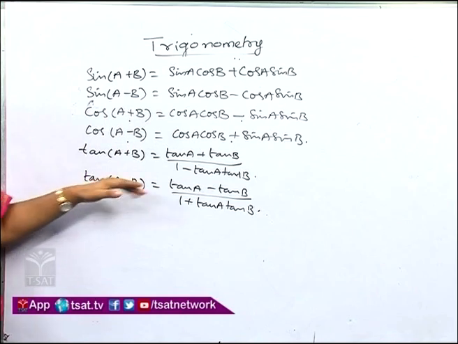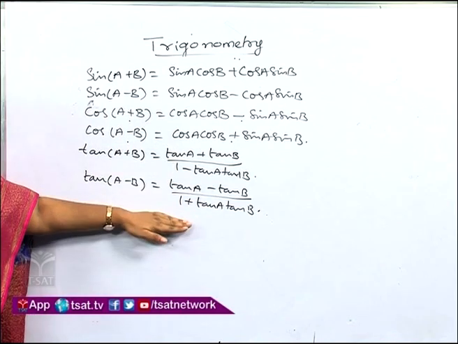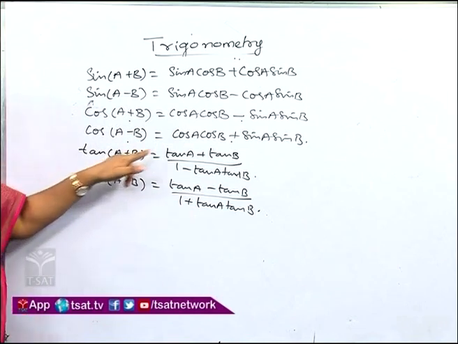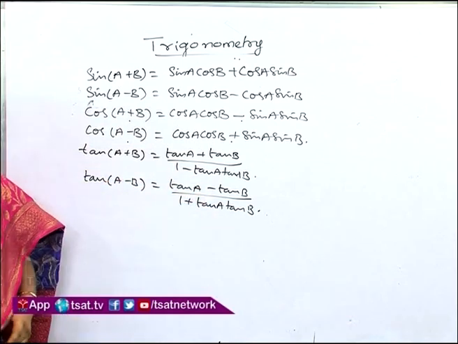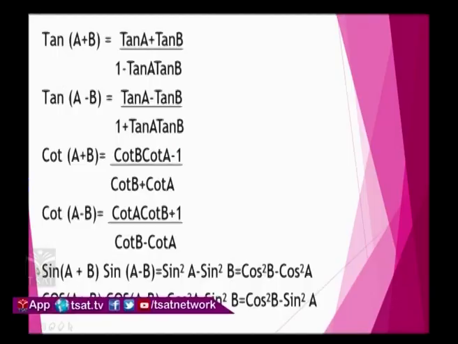Tan of a minus b, numerator minus, denominator plus. If you remember one formula, definitely you are going to get the next formula. So, plus means plus, denominator minus, minus means minus, denominator plus. In that way, we will remember all other formulas, children. Cot of a plus b is cot b cot a minus 1 by cot b plus cot a. Cot of a minus b is cot a cot b plus 1 by cot b minus cot a.